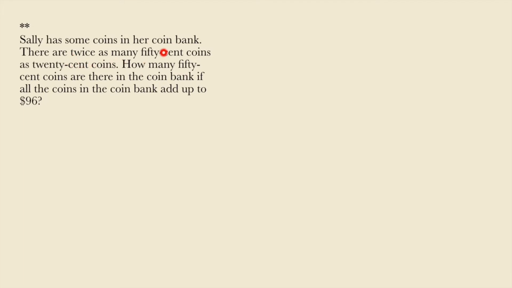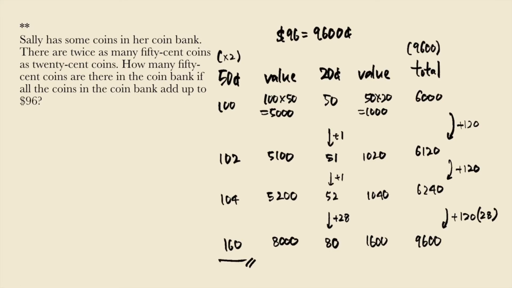Sally has some coins in the coin bank. There are twice as many 50-cent coins as 20-cent coins. So we have to maintain a ratio of 2:1. So this must be twice. Whatever number we guess, I'll start off with 20-cent coins, and then I just need to multiply that by 2. So if I start off with 50, this has to be 100. Okay, then from there, make sure that the total value is 9,600 cents.